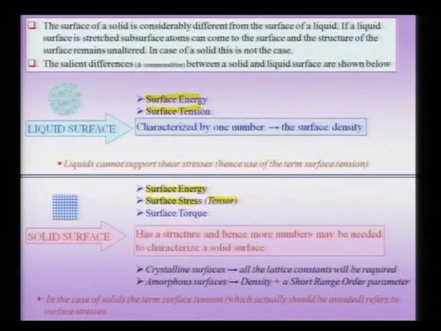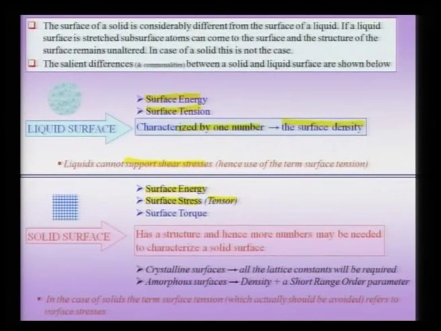And if I want to characterize a liquid surface, I need to characterize it just by one number, which is the surface density of atoms. And more importantly, liquid surfaces cannot support shear stresses. They can support normal stresses, but not shear stresses. A solid surface is characterized by surface stress instead of a surface tension. Of course, we could always calculate a surface tension based on the surface stress, but we will see that this is not sufficient, and actually the surface stress is a better term to define a solid surface.